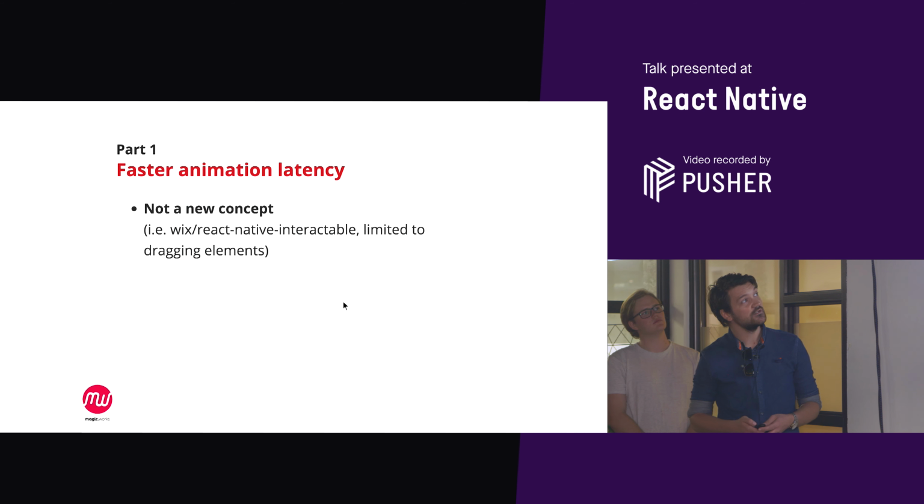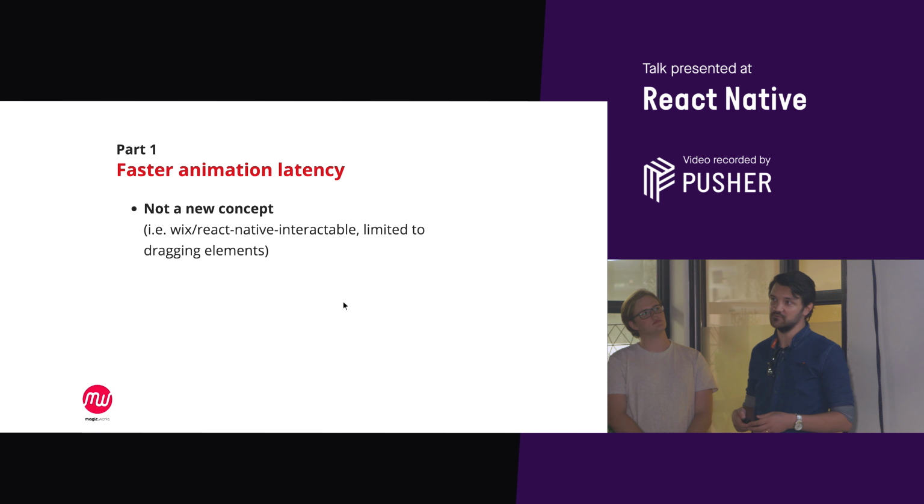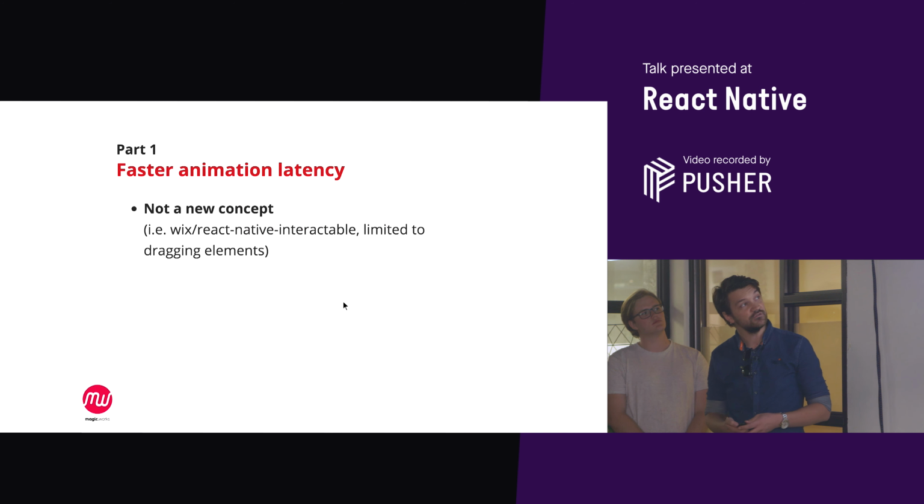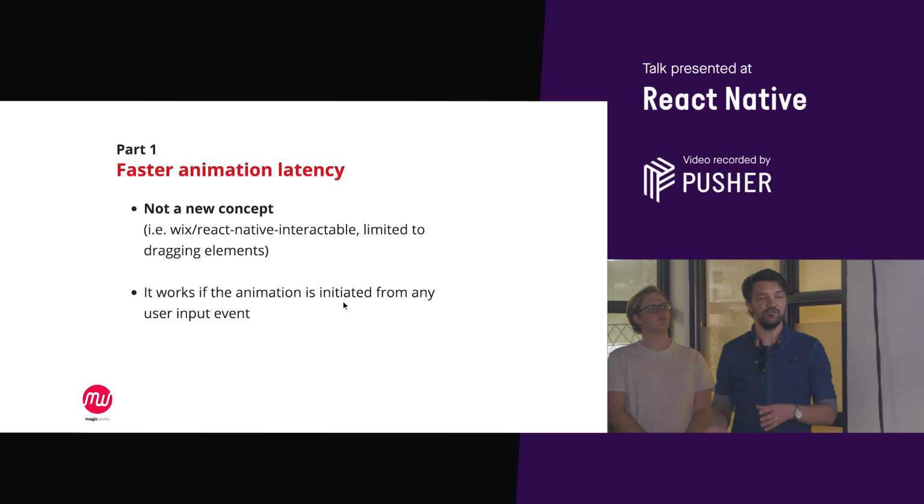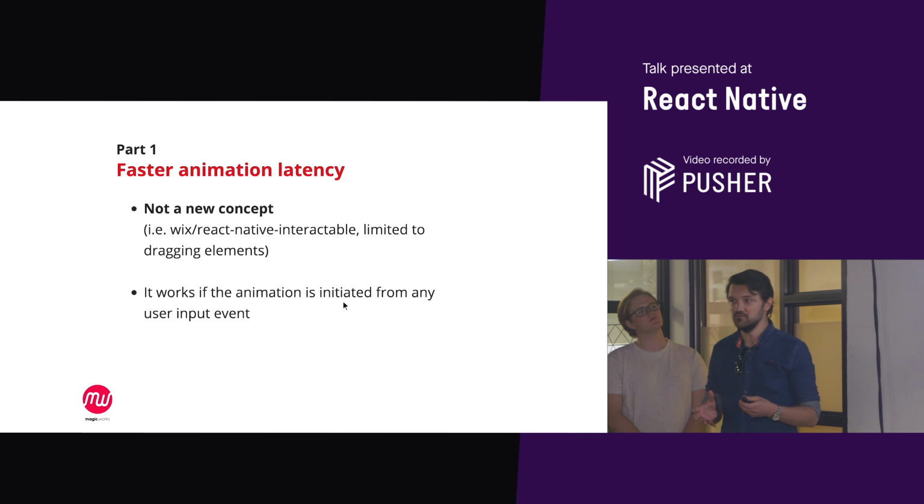So how do we achieve faster animation latency? What we've created is not a new concept. It's been previously done by React Native Interactable by Wix. They've done some work, however their work is very limited to dragging elements only. It works if the animation is initiated from any user input event, whether a scroll event or a touch event or any sort of event that may come from the platform you're developing the app for.